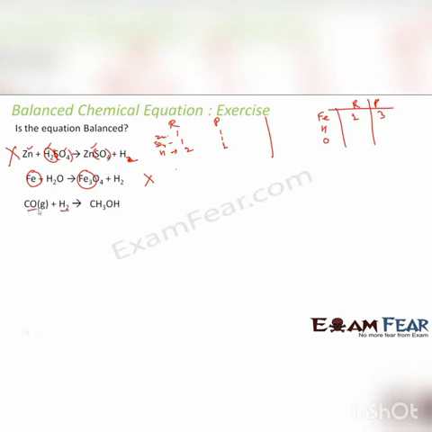We'll take carbon monoxide and hydrogen. We'll get this. So we'll see if it is balanced or not. In this case we have carbon, hydrogen and oxygen.